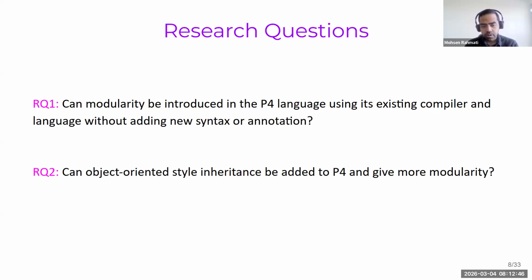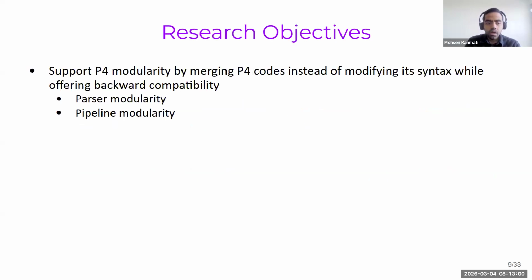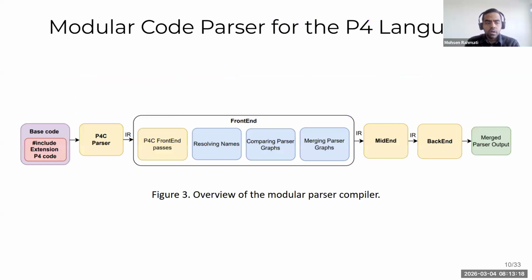Can object-oriented style inheritance be added to P4 and give more modularity? And also, I mentioned the link between the first work and second work and why we did this second work. Okay, about the research objective: we want to have P4 modularity by merging P4 code instead of modifying its syntax, and also keep the backward compatibility in the parser and the rest of the pipeline in the second part.